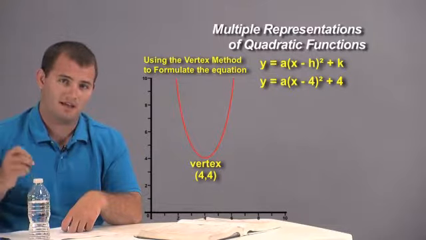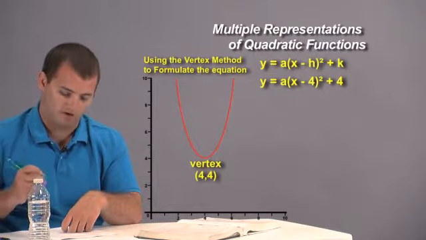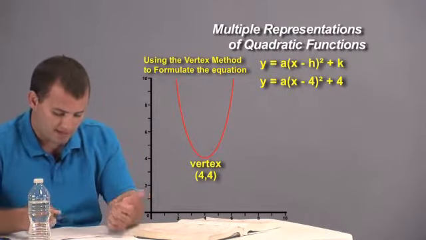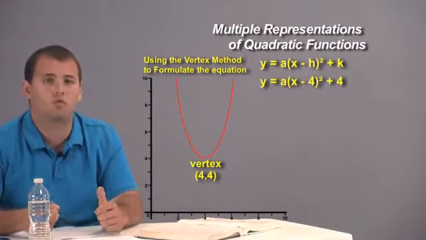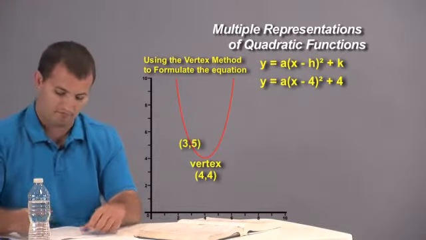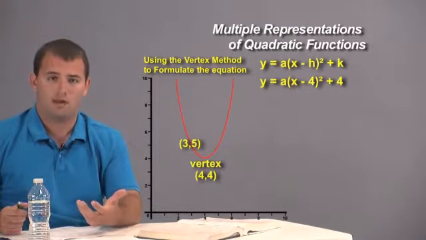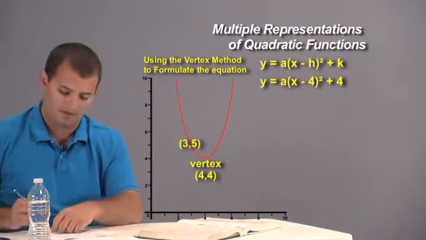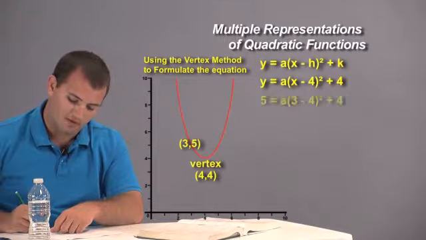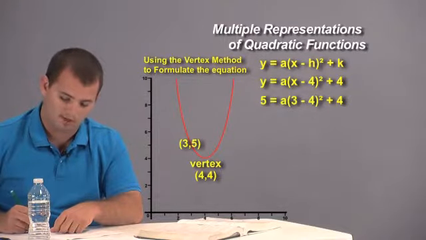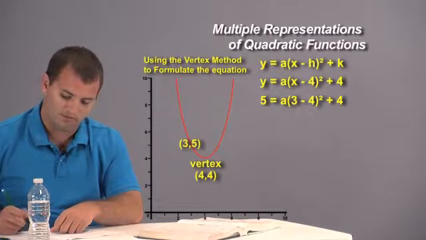Next, we need to pick an easy to read off point to solve for a. And looking at this, I think an easy point to use would be the coordinate point 3, 5. So let's input that for our x and y values. Y will be 5, x will be 3. And so our equation becomes 5 is equal to a times the quantity 3 minus 4 squared plus 4.